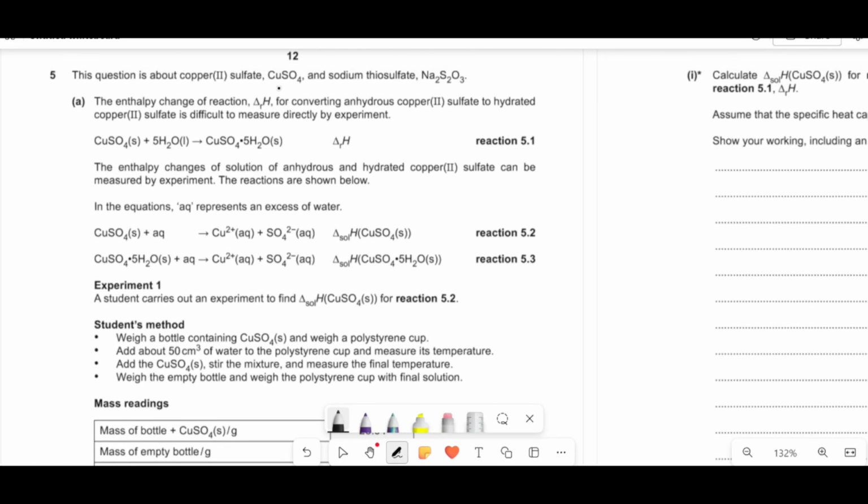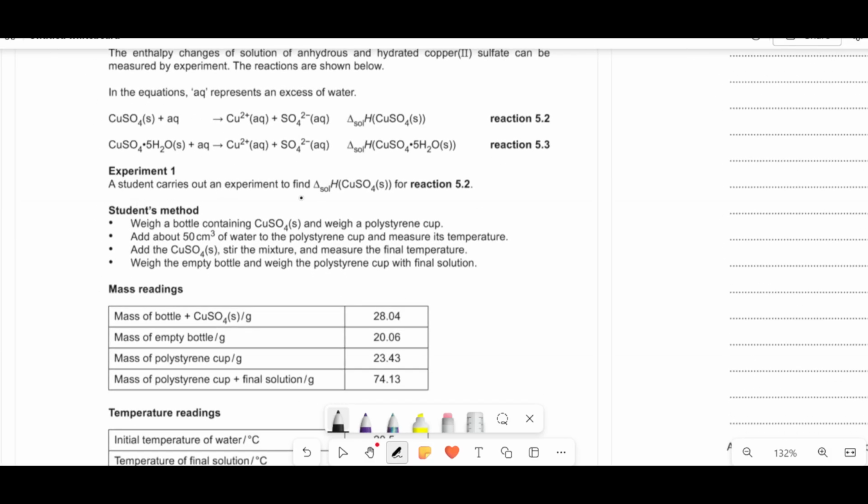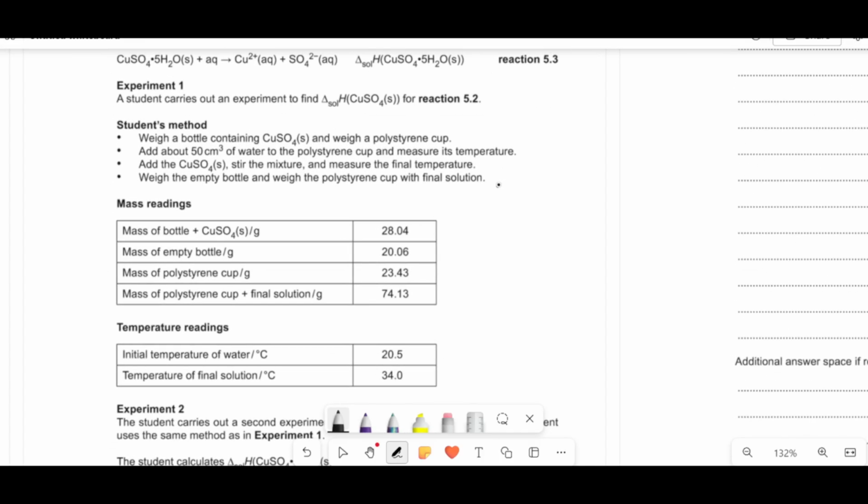The enthalpy change of reaction, delta H R, for converting anhydrous copper sulfate to hydrated copper(II) sulfate is difficult to measure directly by experiment. However, the enthalpy changes of solution of anhydrous and hydrated copper sulfate can be measured by experiment, and their reactions are shown below. So in experiment 1, they do an experiment to find the enthalpy of solution for reaction 5.2. What they do is they weigh all of this stuff together. They do this, they do that, they mix the two. I'm guessing, yeah, they mix it, they stir it, and then they get a temperature change. Wow. So this whole experiment is to look for the enthalpy of solution.